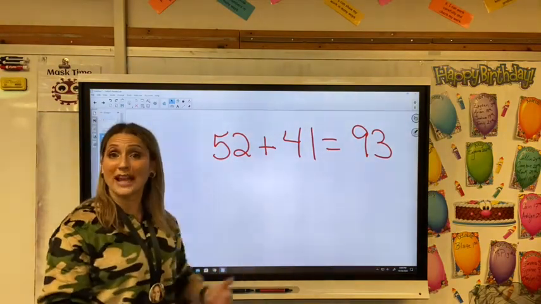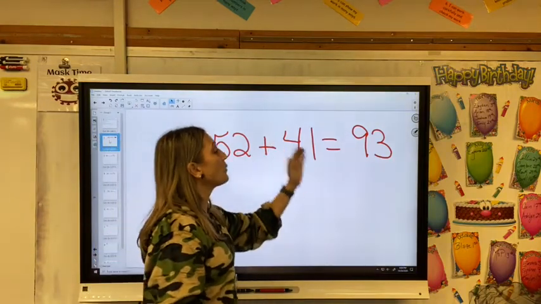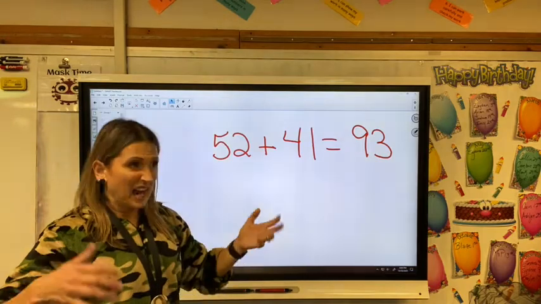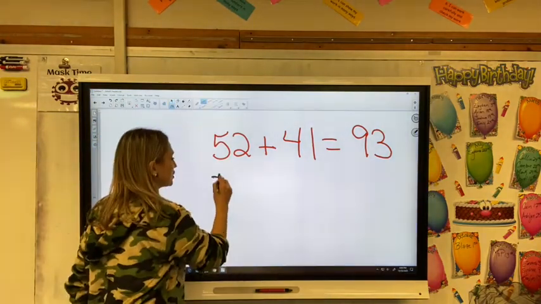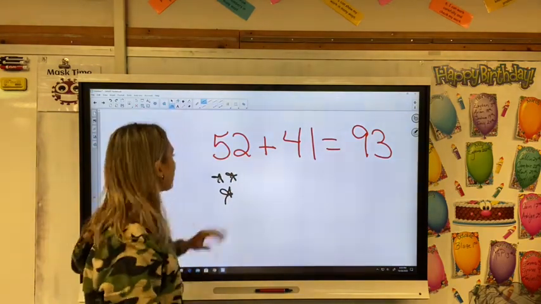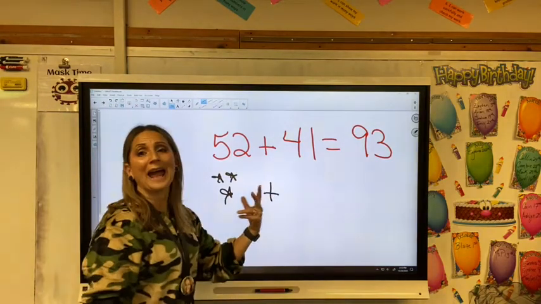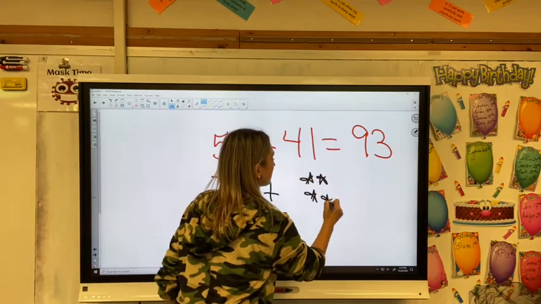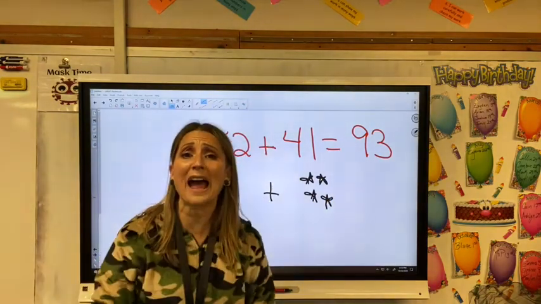a problem that looked like the one Mrs. P has on the board. 52 plus 41 equals 93. And you're like, oh, how does that work? And she showed you something like 52 stars. I'm not going to make 52, but you get the idea. She made 52 stars, and she said to you, I want to add those stars to 41 more stars. And she said, how many stars do you have altogether?